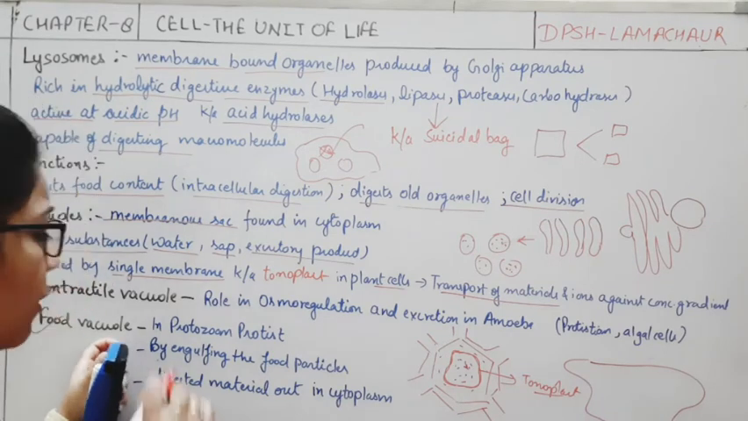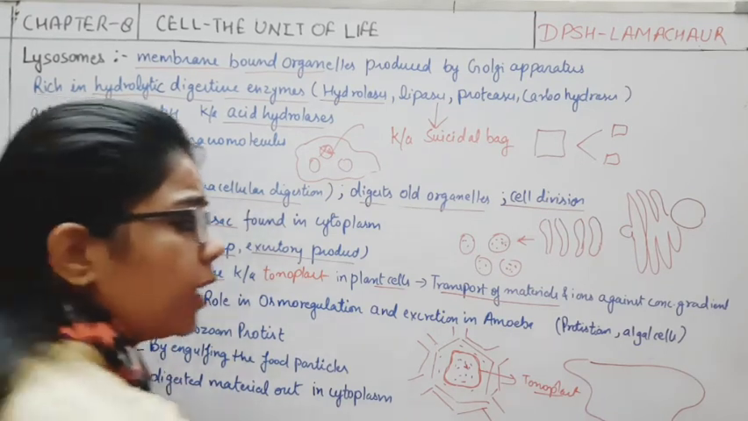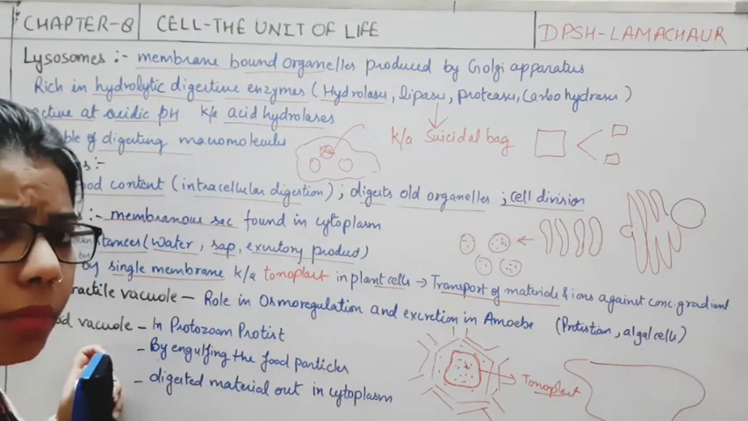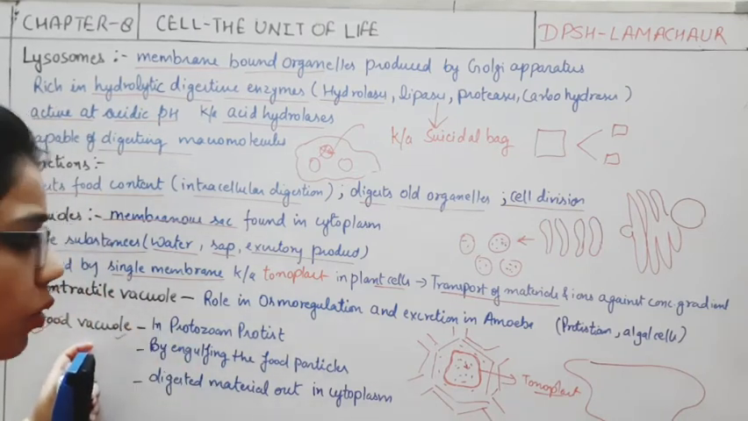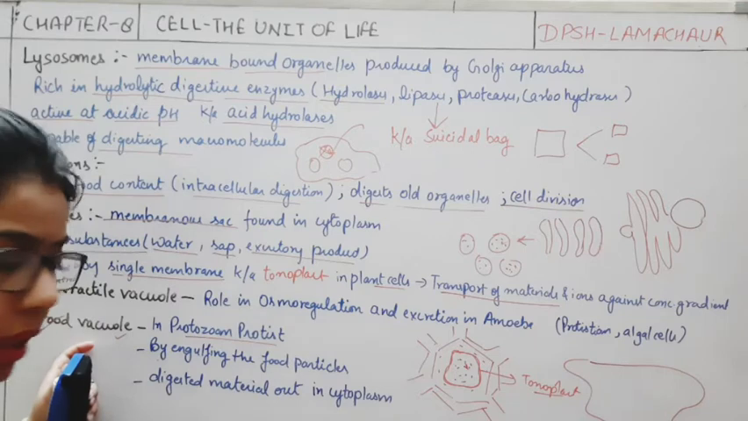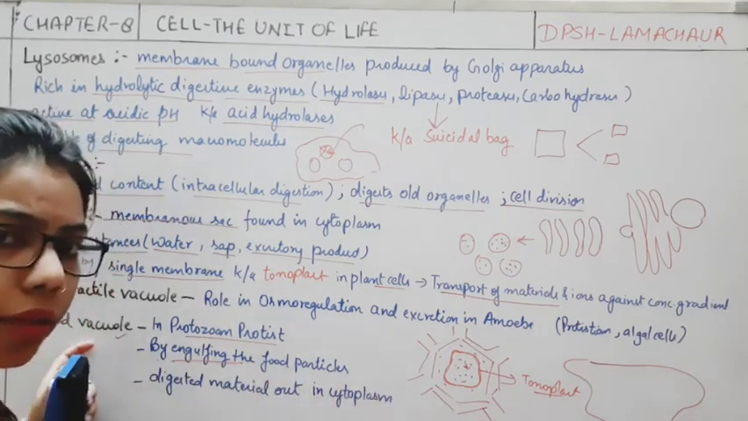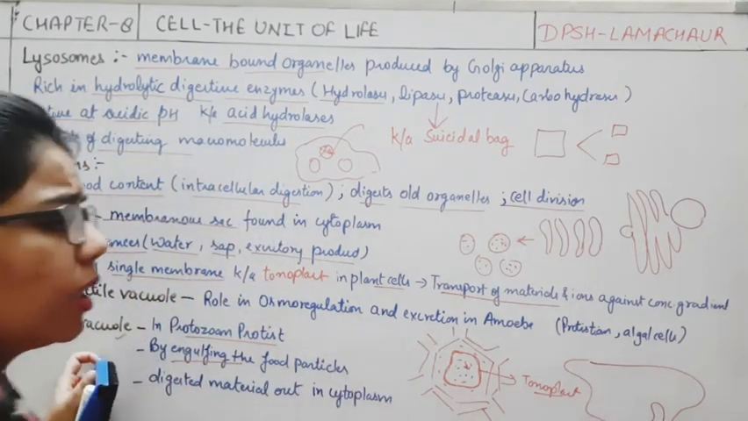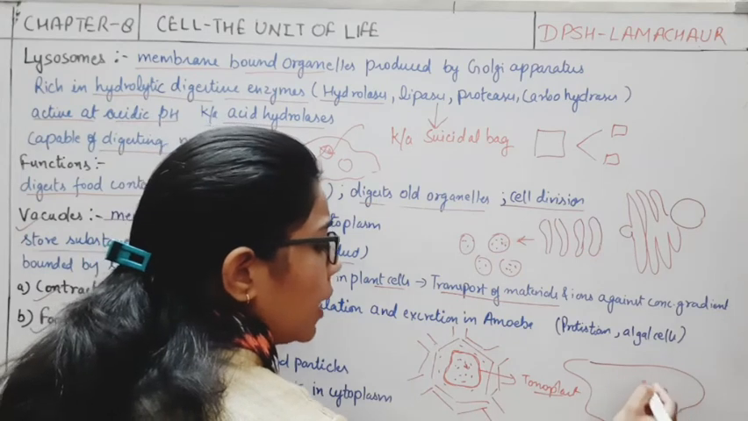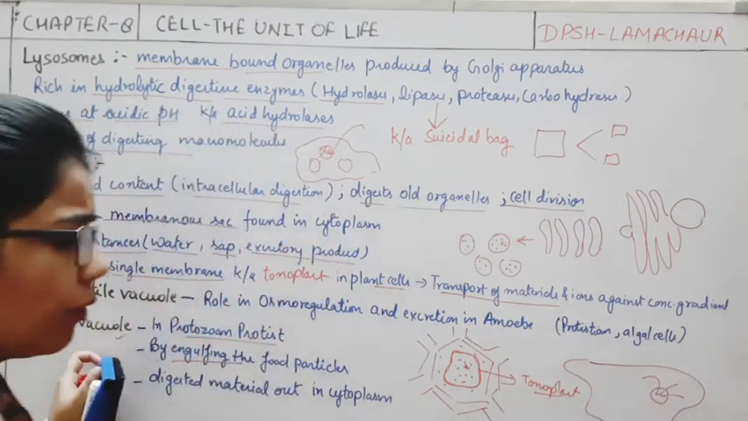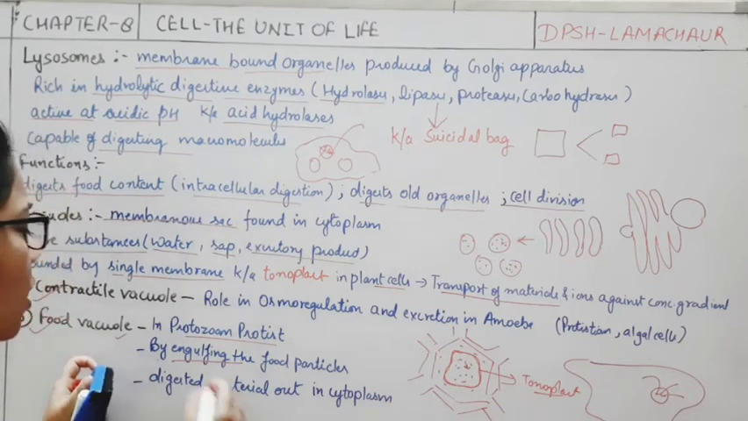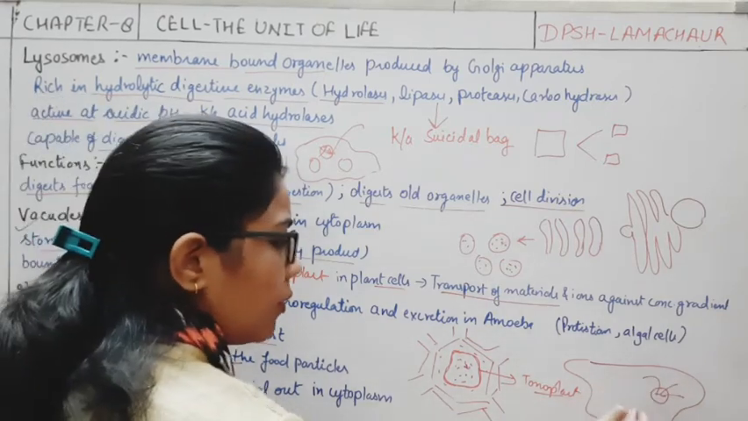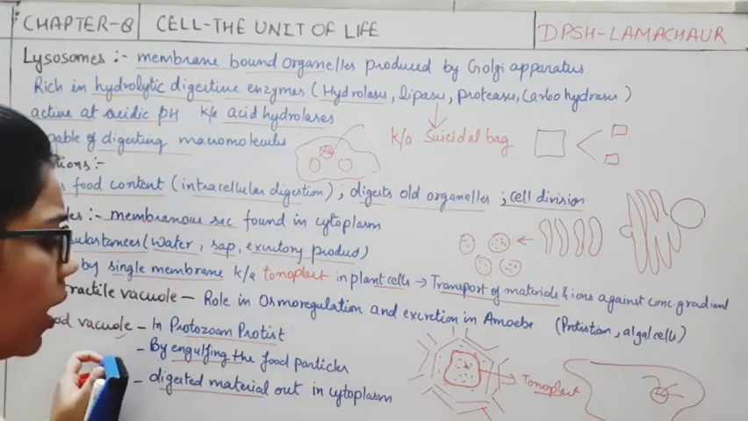As I have said, what is the function of this food vacuole? It will take the food. When it takes the food, what will it form? It forms a structure known as the food vacuole. So it is present where? In protozoan protists. And how is it forming? By engulfing the food particle. If it is engulfing food particles, this vacuole will engulf that food and break it down. So it can be the food vacuole, and digested material which is not of use will go outside from the cell into the cytoplasm. That much is there.